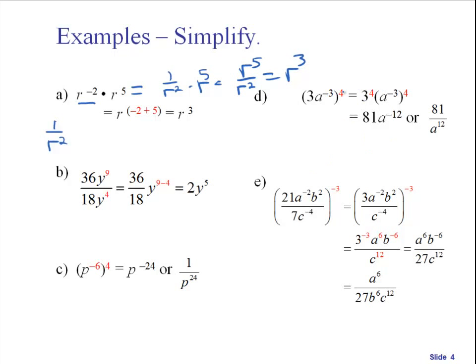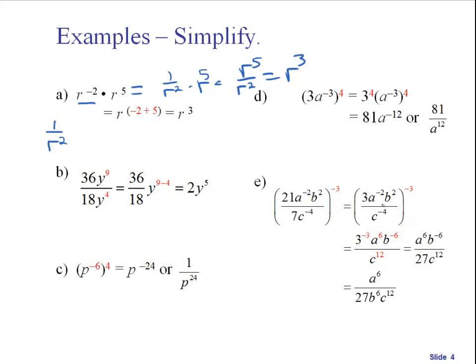Here's your example where everything is being raised to the power of 4. So there's 3 to the 4th, and then a to the negative 3 to the 4th, and then we can rewrite it this way, right? Negative exponent just goes to the bottom, but this only works for multiplication, right? We can only flip these things around for multiplication. So here's our simplification rule here of 9 minus 4.